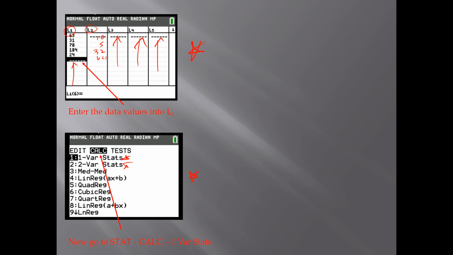You just look at how many variables I have. Well, I got one, so I go to one variable stats. If I have two variables, then I would go to two variable stats. It's really that simple. So let's get rid of the stuff we don't need here.